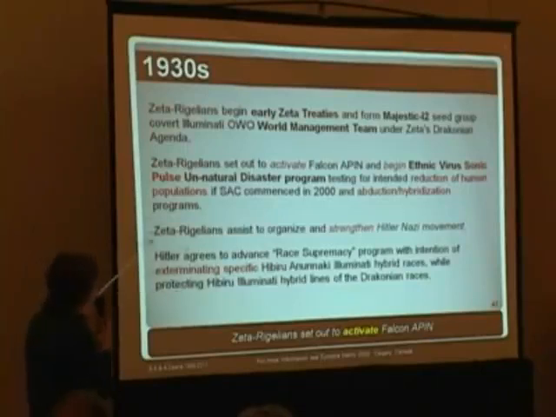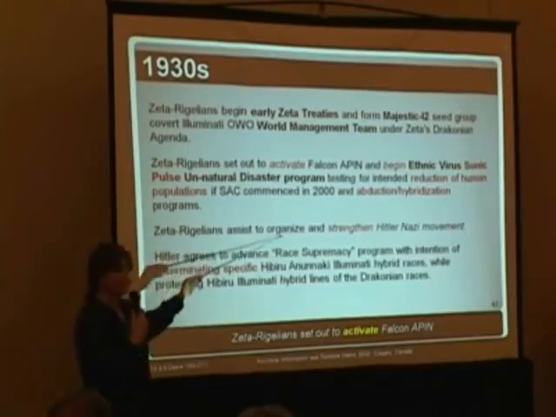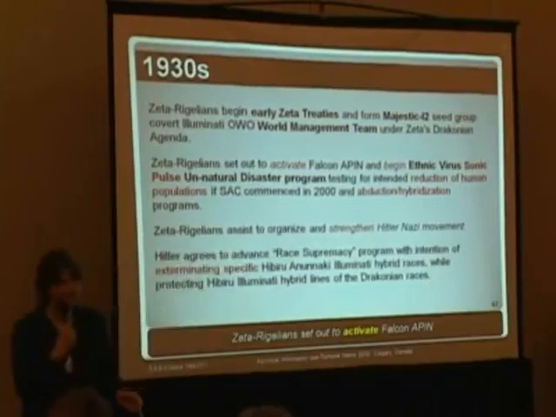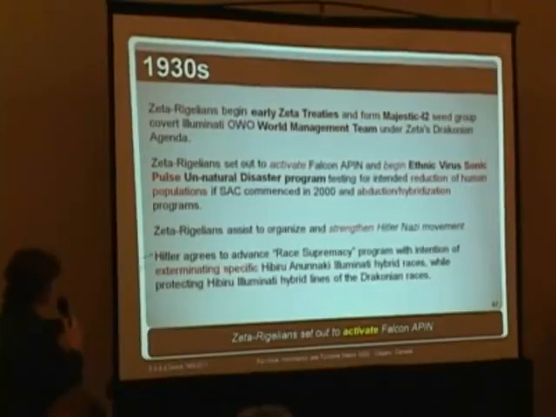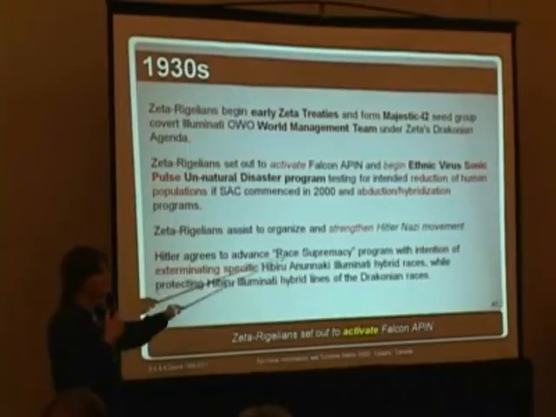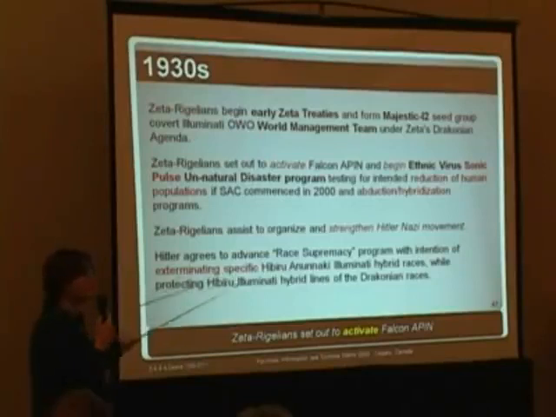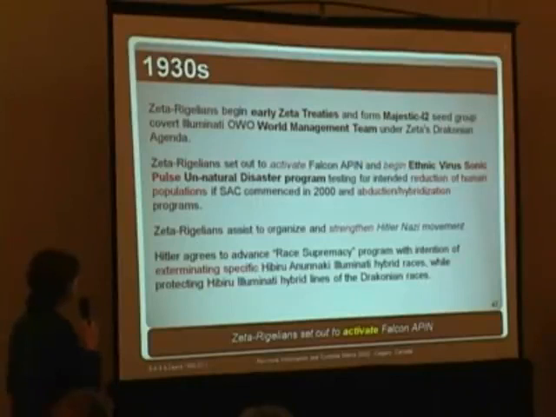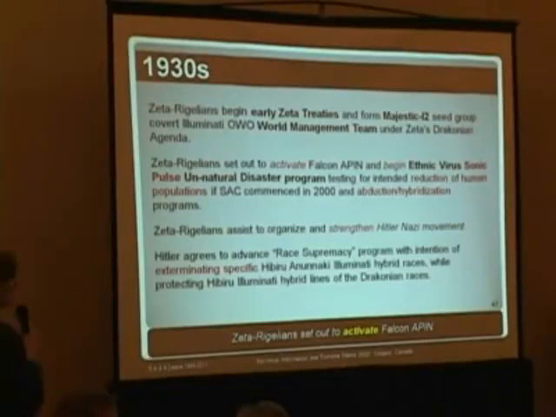I'll do my best. The Zeta Regalians assist to organize and strengthen the Hitler Nazi movement. Hitler agrees to an advanced race supremacy program with the intention of exterminating specific Hibiru, Anunnaki, Illuminati hybrid races, while protecting Hibiru, Illuminati hybrid lines of the Draconian races. So Hitler makes this deal that he's going to eliminate only certain specific Illuminati, and he's going to protect others. Okay? Well, we'll see.